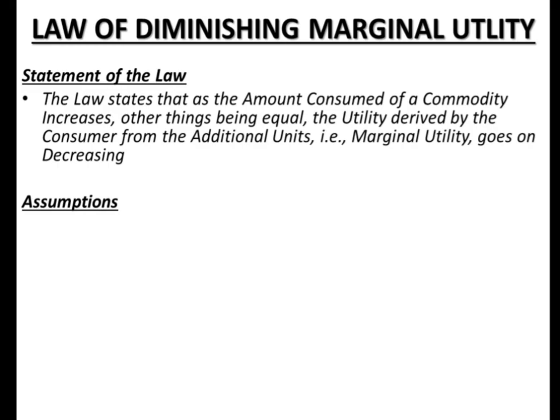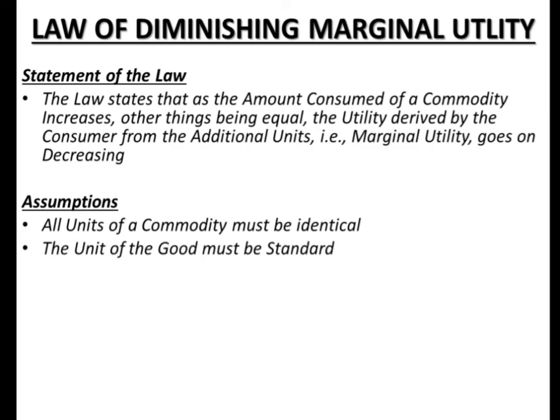What are the things that have to remain the same during the execution of the law? The first thing is that all the units of the commodity must be identical. Whatever you are consuming, they should be the same in all respects, that is in size, color, design, quality, etc. The commodity must be identical in all these respects. Then second, the unit of the good must be standard. What do you mean? That is, if you are drinking water, then it should be a glass of water.